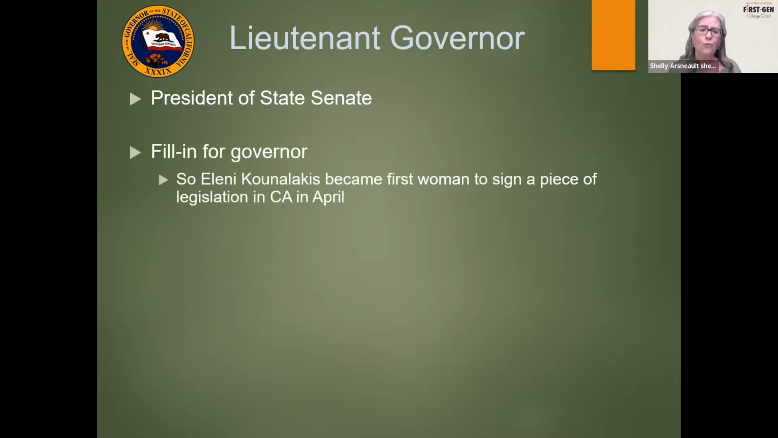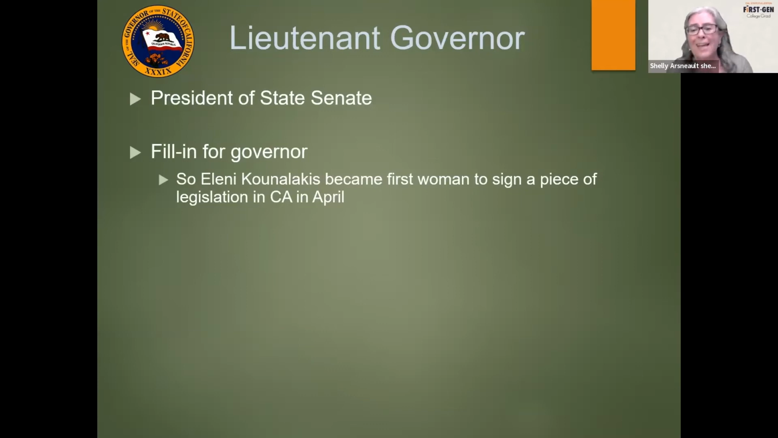Again, the fill-in for the governor, whether that's temporary, if the governor goes out of state, out of country, or again, for whatever reason, leaves the job, the lieutenant governor takes over.